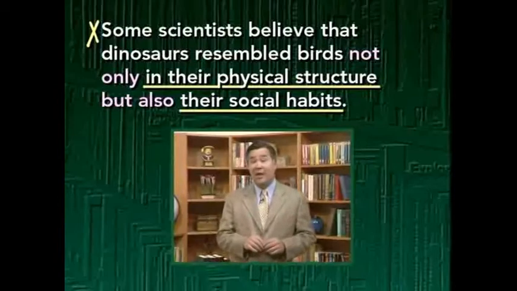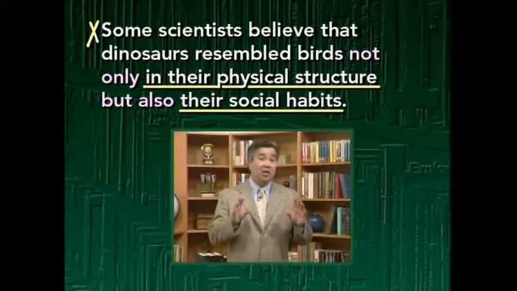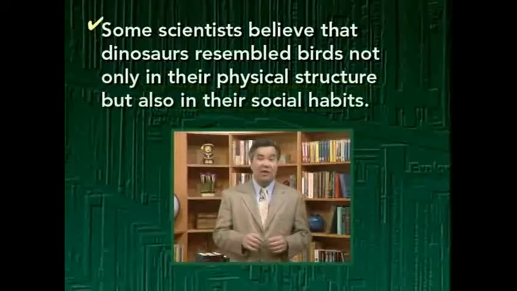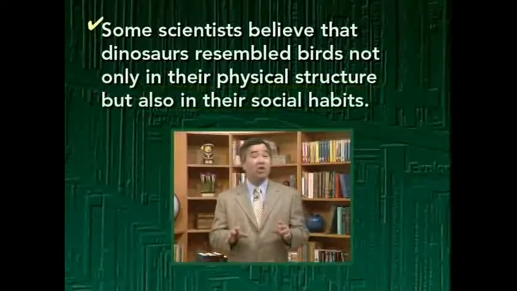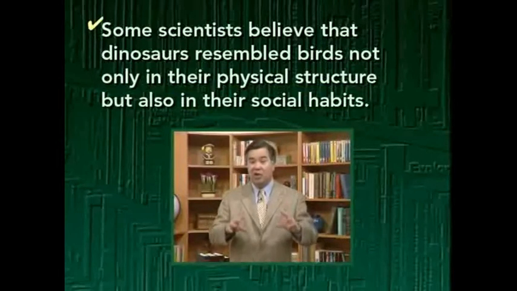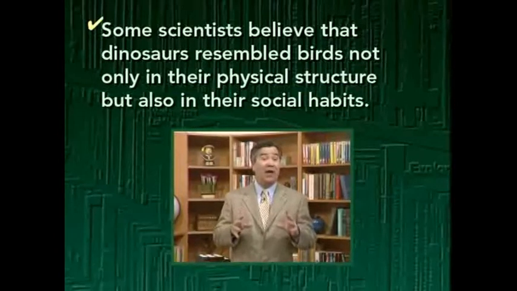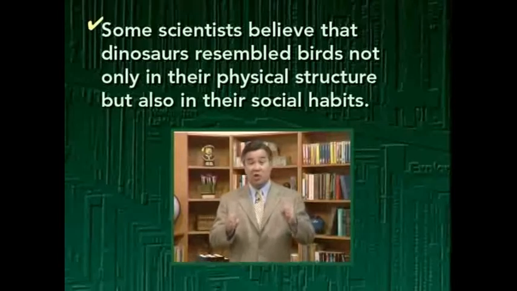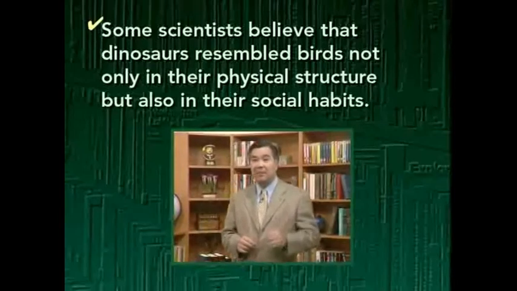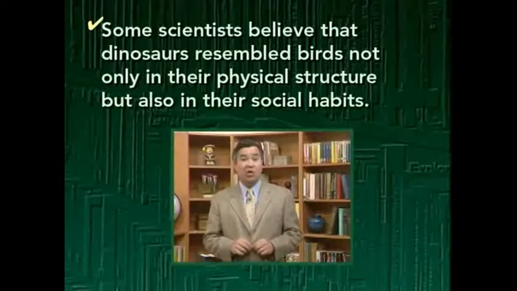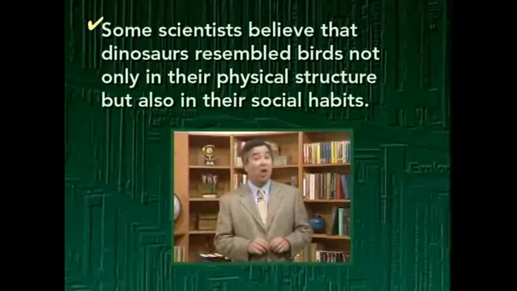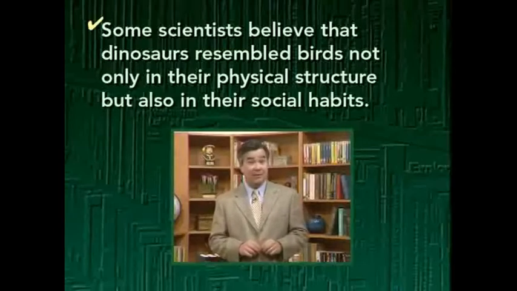Luckily, it's easy to correct this error simply by inserting the preposition "in" into that second phrase after the coordinating conjunction "but also." And then the expectation that we will have parallel structure will be nicely satisfied and the sentence will sound good and sturdy the way it ought to. The correct sentence would then read, "Some scientists believe that dinosaurs resembled birds not only in their physical structure but also in their social habits."